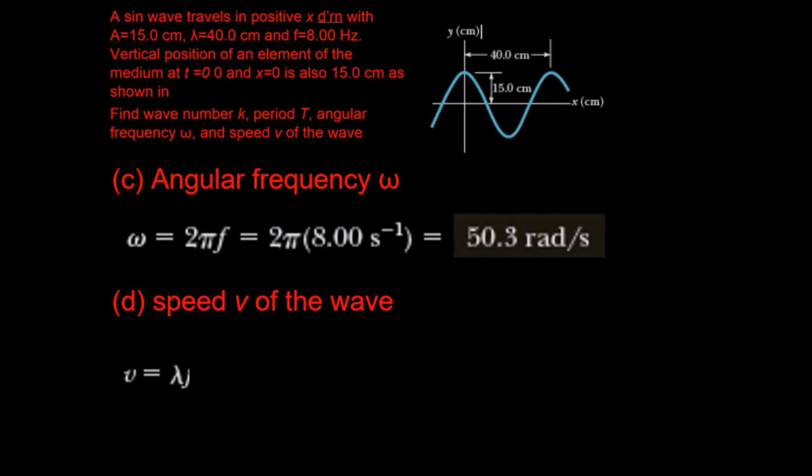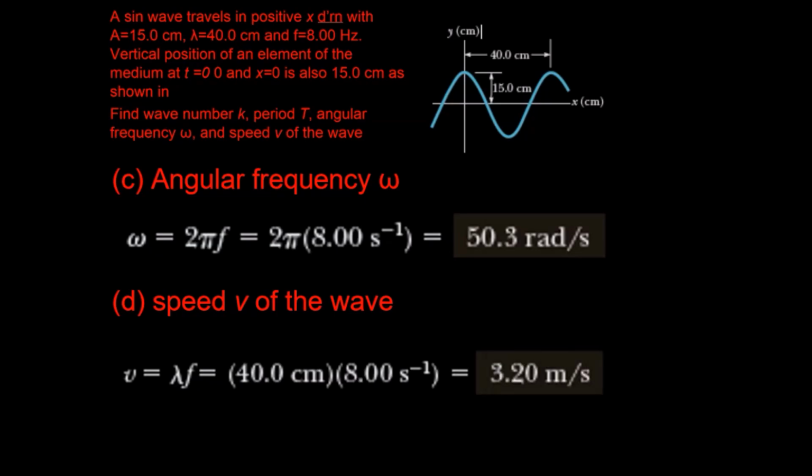Finally, the speed of the wave, which is v equals f lambda, is going to give us 40 centimeters times 8 per second, or converted 3.2 meters per second.